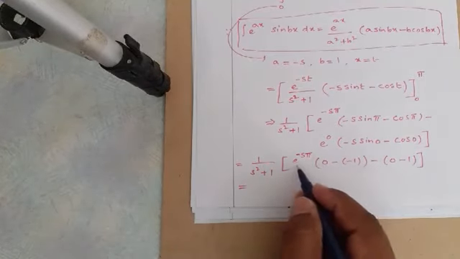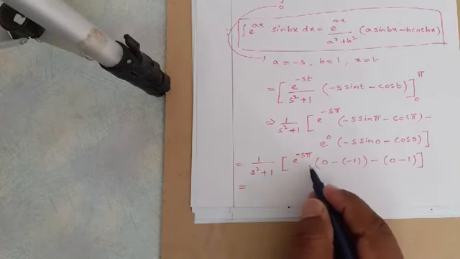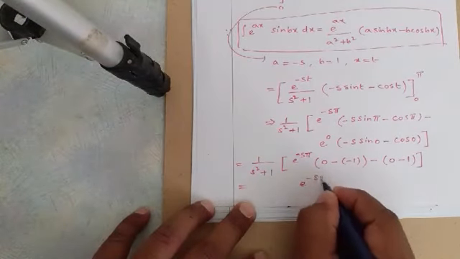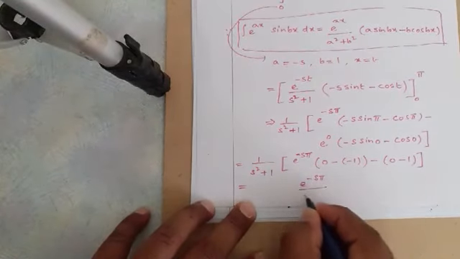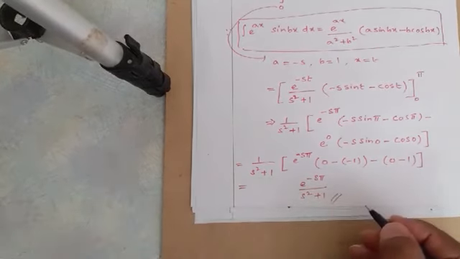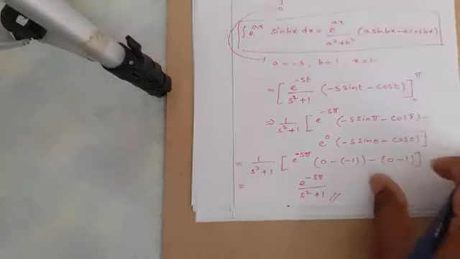After writing this, when you simplify, you get e power minus s pi into 0, that is 0, and e power minus s pi into minus of minus, plus 1. So we write the conclusion: e power minus s pi upon s square plus 1. So this is the answer for the given problem. So this is about piecewise continuous functions.